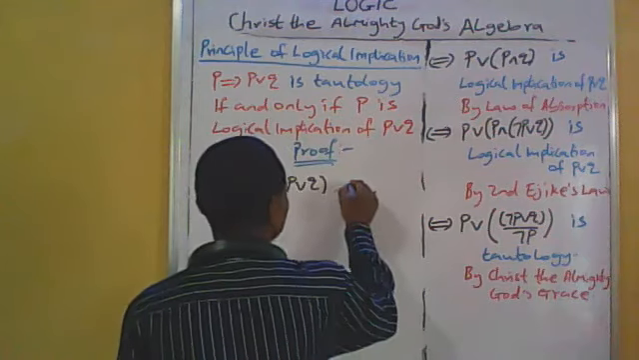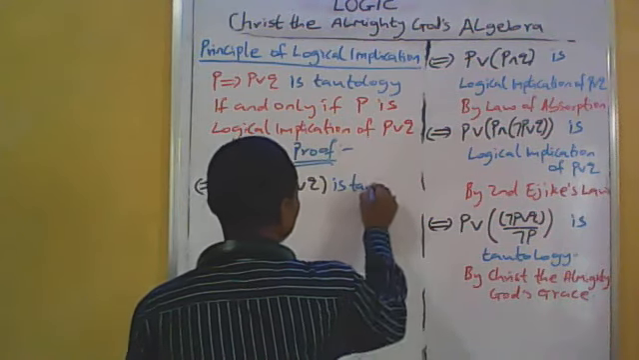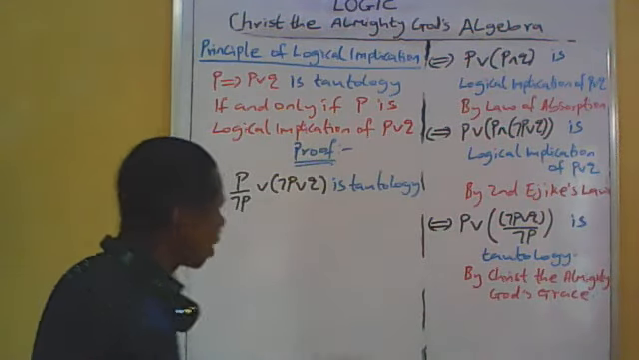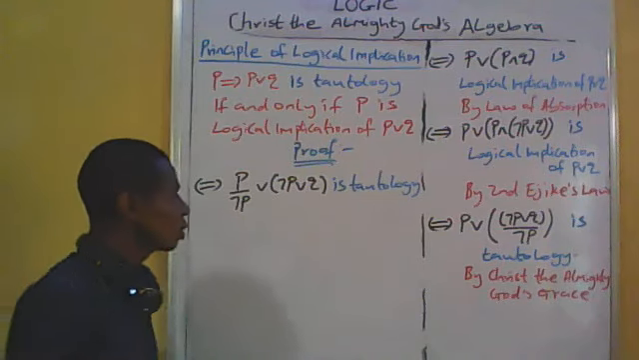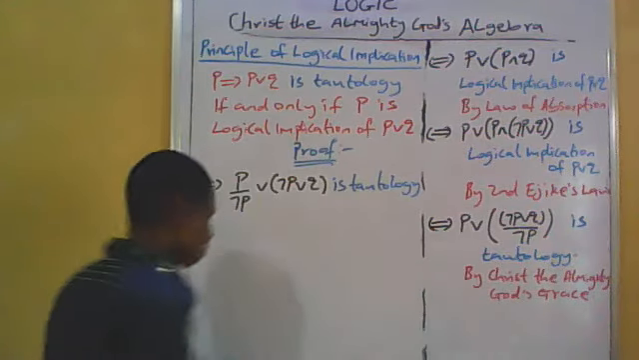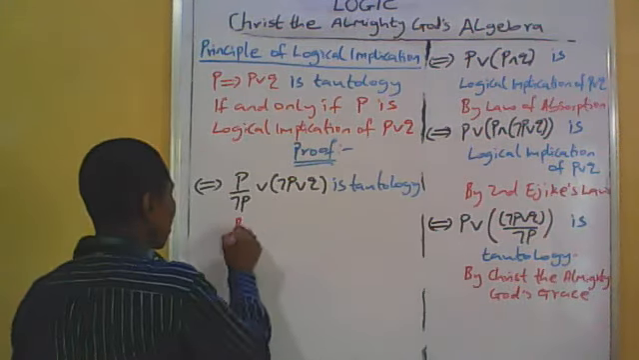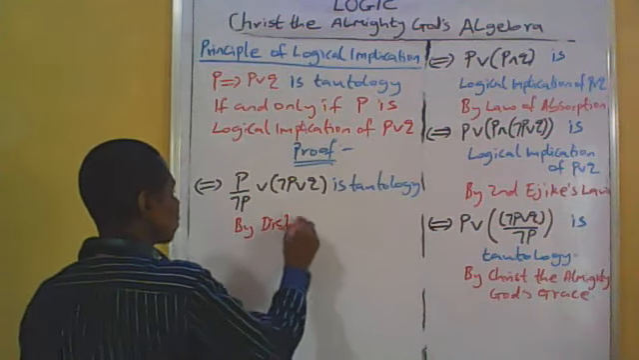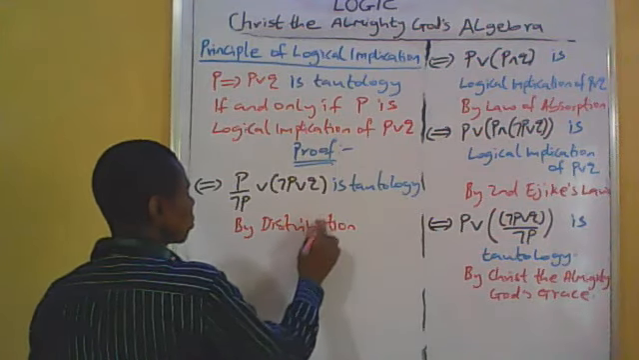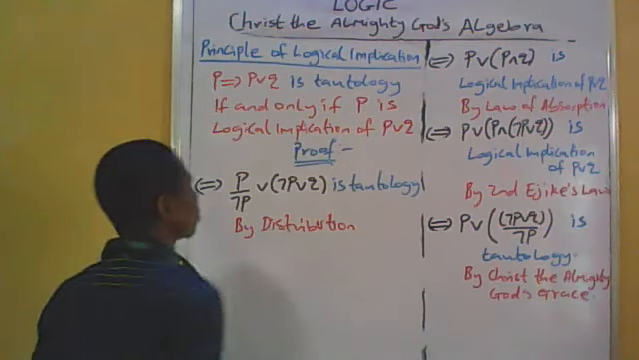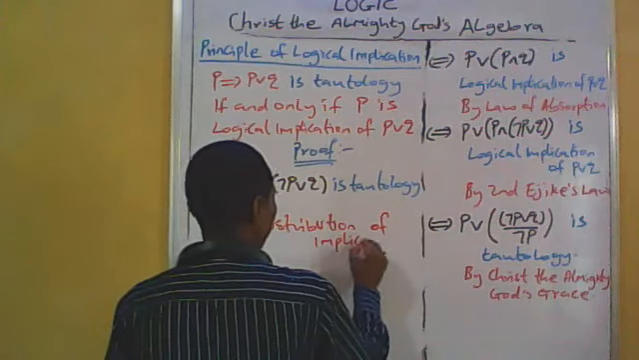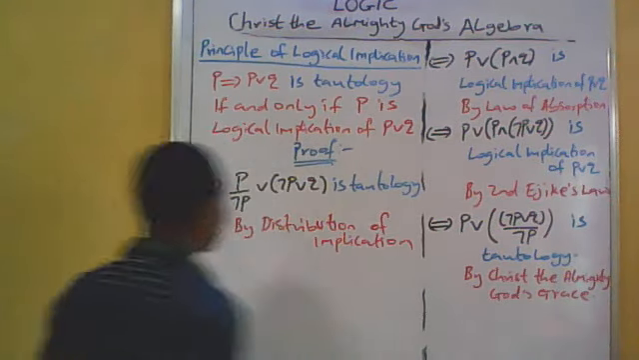So is tautology being justified by distribution of implication. It's through implication that we distribute this not P to this first disjunct P. So being justified by distribution of implication.